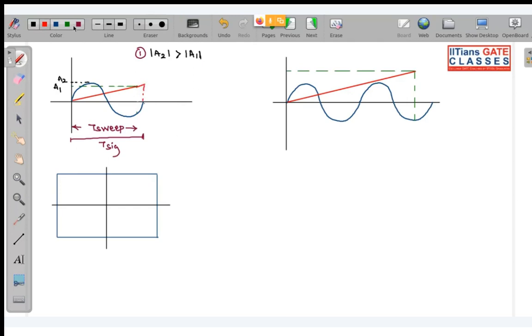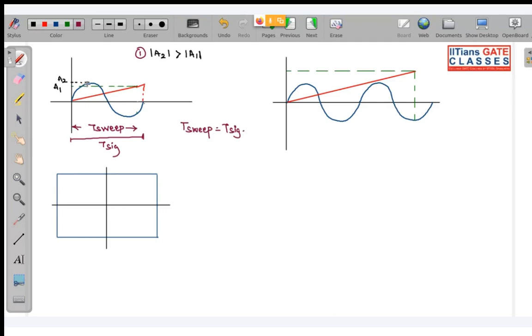Okay, so you can see over here that the time period of sweep is equal to the time period of signal, because I have one more diagram where I can show this error. Here there is one problem: the magnitude of the amplitude of the signal is greater than the magnitude of the amplitude of the sweep. So now, how much is it maximum?